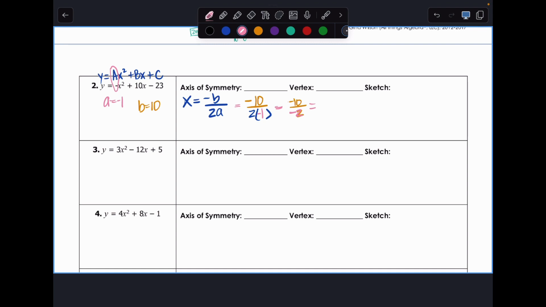Negative 10 divided by negative 2? 5. So x equals 5. The vertex is going to use that 5 to find its y value, right?